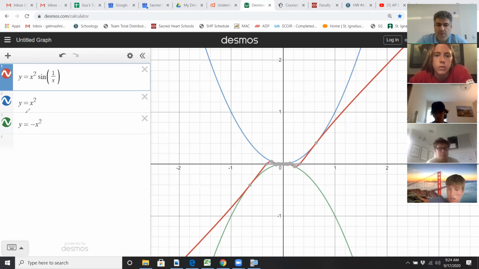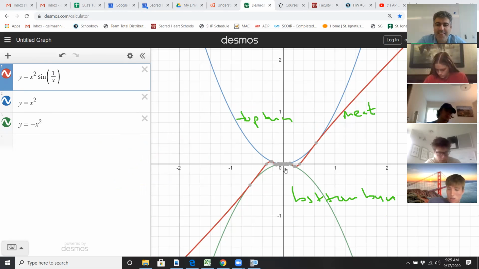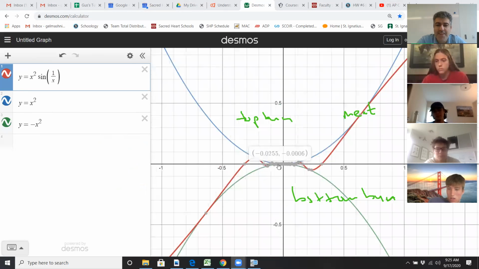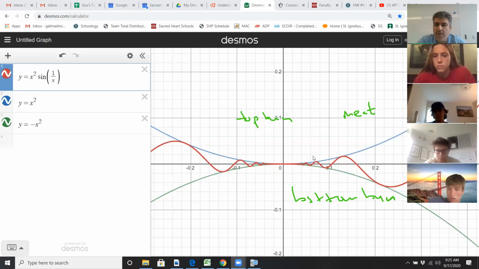Now, I just graphed x squared and negative x squared. This is the top bun. This is the bottom bun. This is the meat. It's red. If you're like me, I like it more medium rare. So anyway, trying to make fun of this. As you get closer, notice how the red curve is sandwiched in between the blue and green curves. That's why we call it the squeeze theorem. The graph is squeezed in between the top and bottom functions.